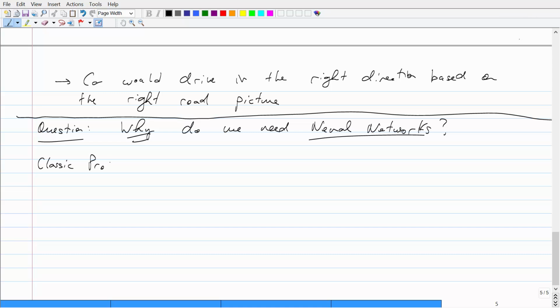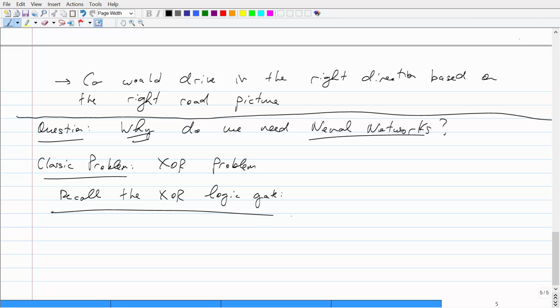It's a classic problem which is called the XOR problem. If you remember from 328 or the digital systems class, you probably remember something called the XOR logic gate. Basically, it's an exclusive OR, where the output is true only if one of them is true, but not both. So if both are false or both are true, the output is false. But if either one of them is true, then the output is true, right? So recall the XOR logic.